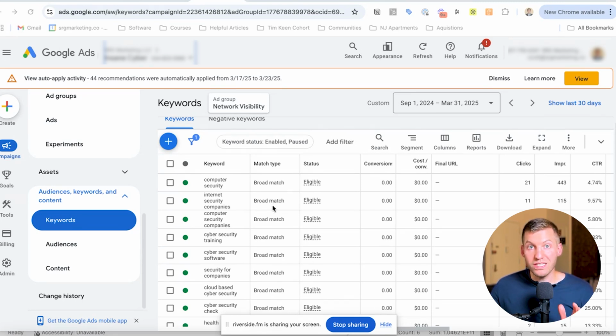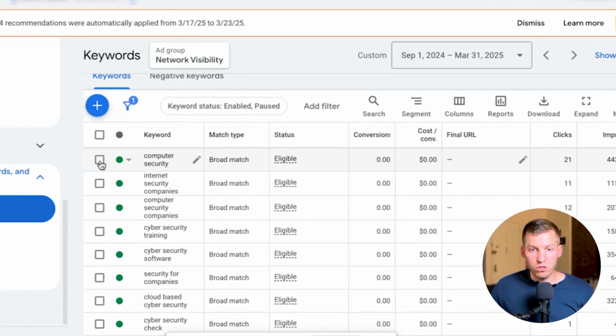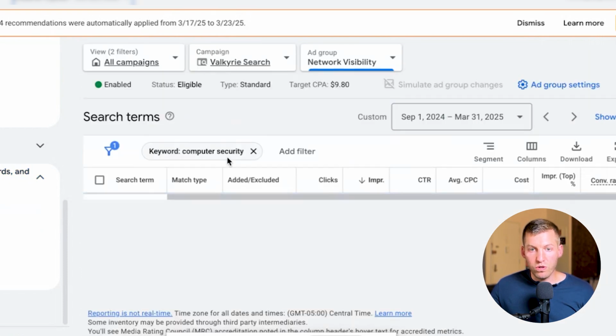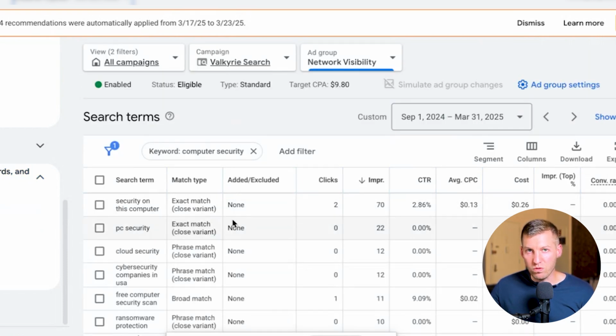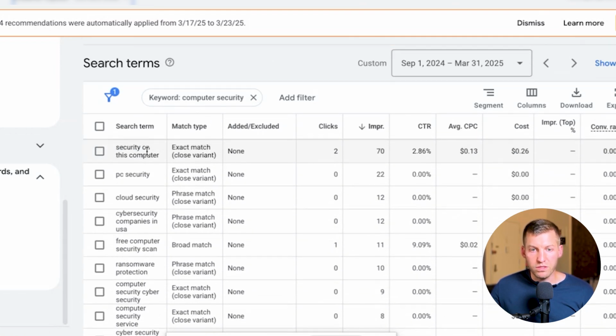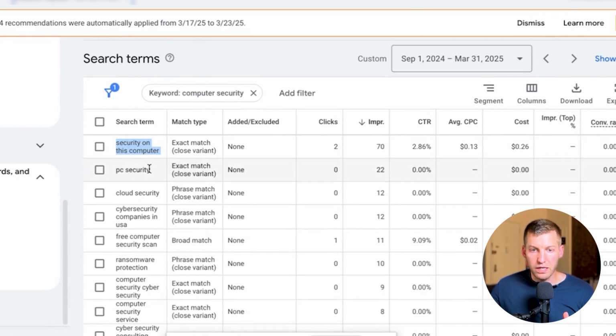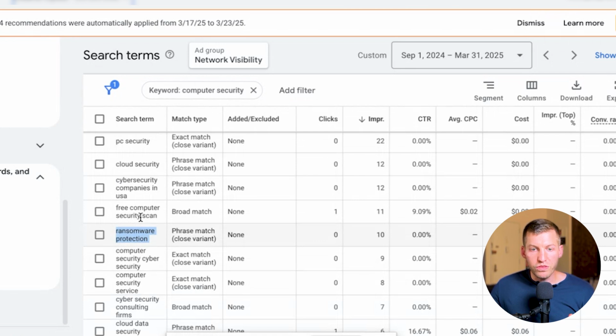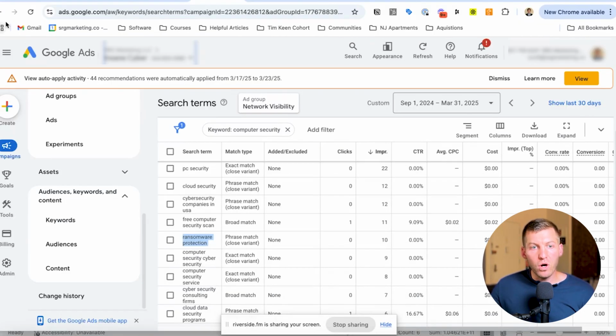We always want to use the data to check to make sure that we're correct in our assumptions. So what we can do, for example, is go on this first keyword, computer security, that's broad match, and look in the search terms report here. What we're trying to understand is, are we actually showing up for that keyword very often, or close variations of it? And if you look at it, we're really not. Security on this computer, what does that mean? Does that have anything to do with this OT cybersecurity company? Probably not. PC security. Very vague, right? Ransomware protection, right? They're all kind of relating to the theme of the keyword, but they don't actually have anything to do with the software that we're trying to promote.